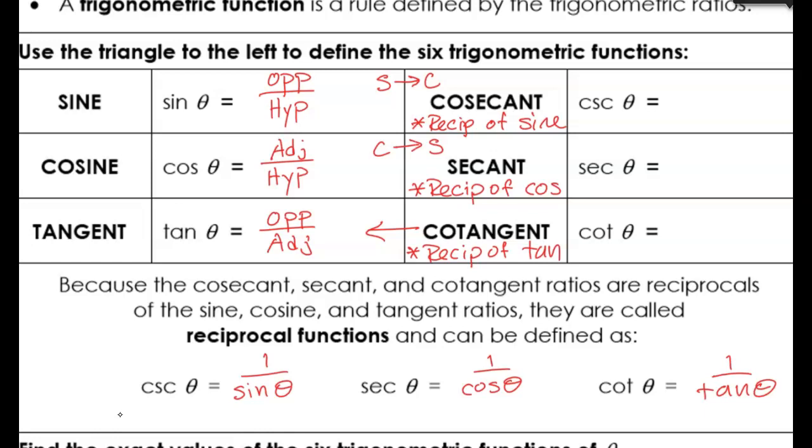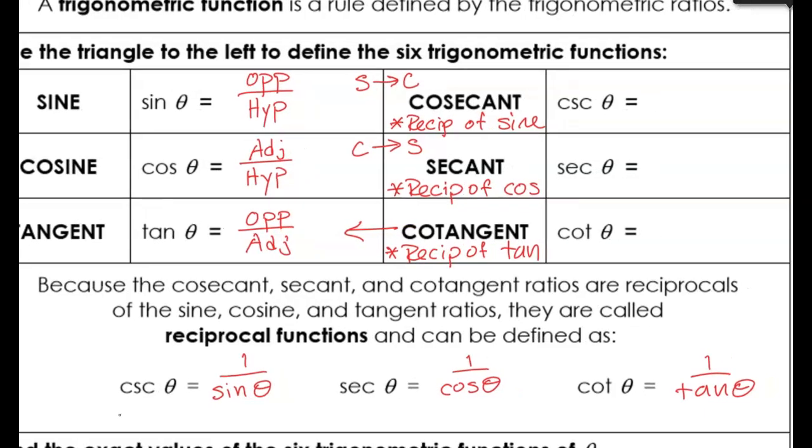You can come up with another way. All this means is cosecant takes sine and flips it: hypotenuse over opposite. Secant takes cosine and flips it: hypotenuse over adjacent. And cotangent takes tangent and flips it: adjacent over opposite. So basically at this point, as long as you have the original functions, it's not really much work. You just have to flip the fraction over.